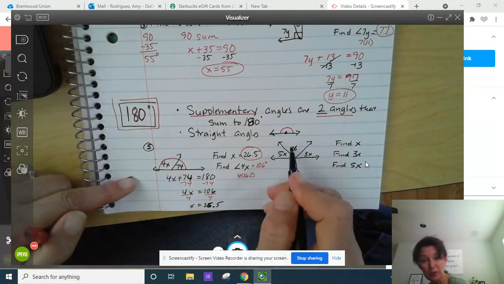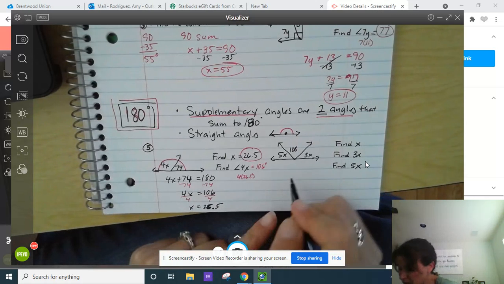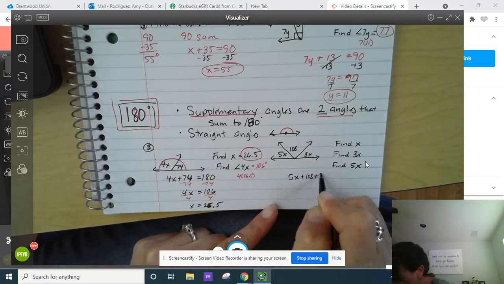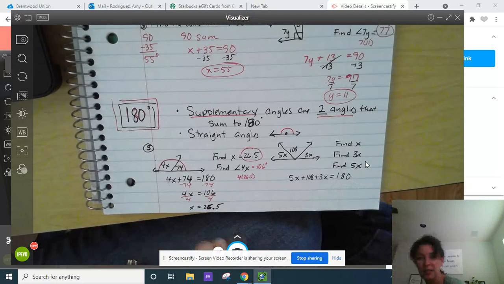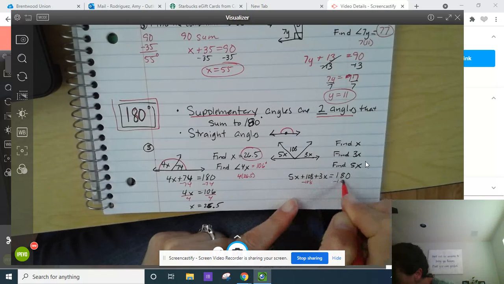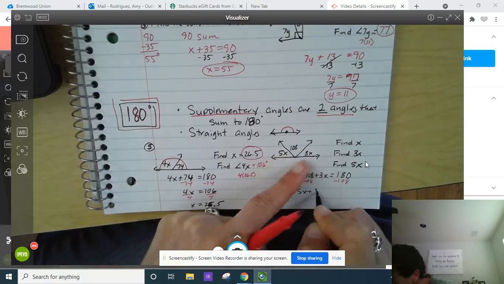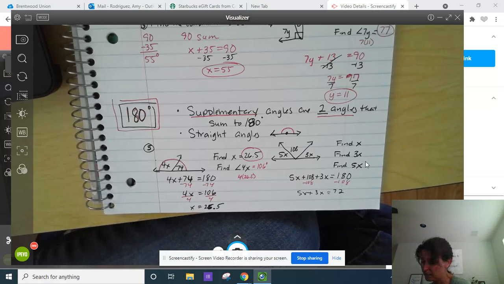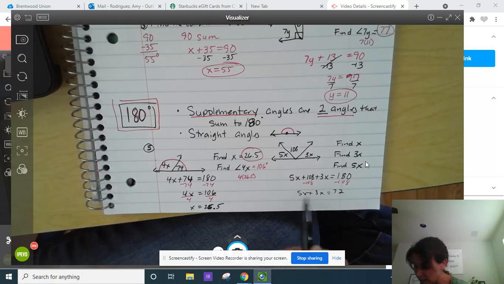This one's not supplementary because there's 3 parts to it. If it was just one part, it would not be supplementary. So here I have a 5x part, a 108 part, and a 3x part that add up to 180. Well, if I get rid of that 108 part, I know that this part and this part, when I add them together, should get me 72. But that's still a little confusing. I would still need to do like guess and check, trying to figure out what that x is.